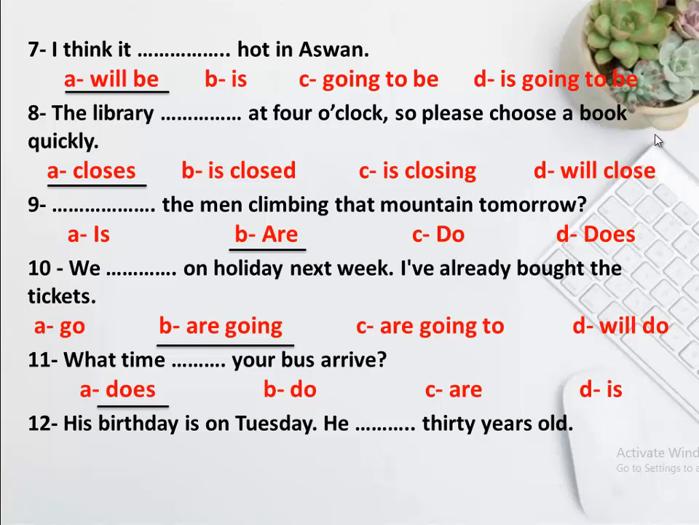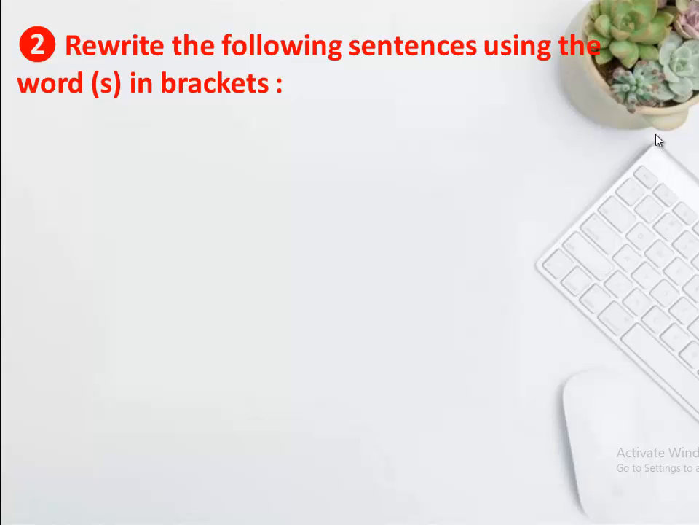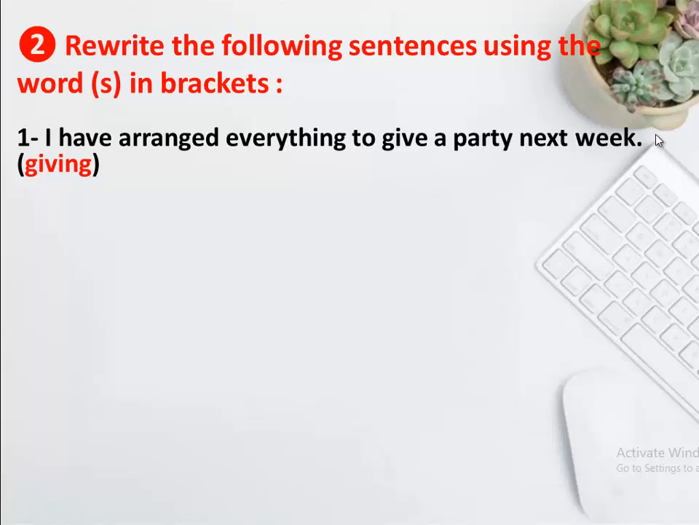Number 12: His birthday is on Tuesday. He's ___ 30 years old: is going to be, will be. He will be 30 years old because it is a future fact. Rewrite the following sentences using the words in practice. Number 1: I have arranged everything to give a party next week. We will use the present continuous. So I am giving a party next week.